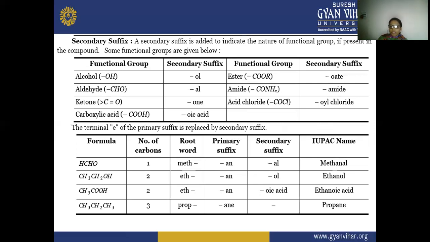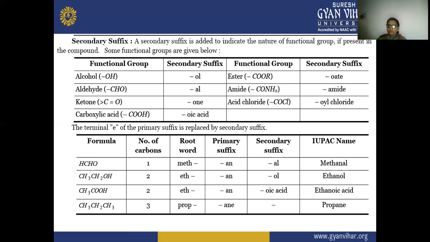secondary suffix. The secondary suffix is added to indicate the functional group if present in the compound. If the secondary suffix is present in the chain, then it indicates the nature of the functional group. So first, the primary suffix is about saturation and unsaturation. The secondary suffix tells about the nature of the functional group if it is present in the compound. Some functional groups are given below.